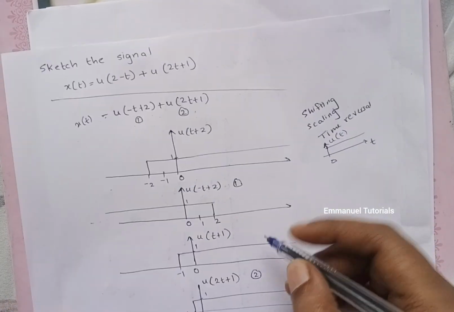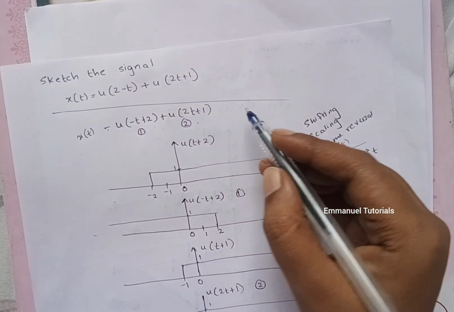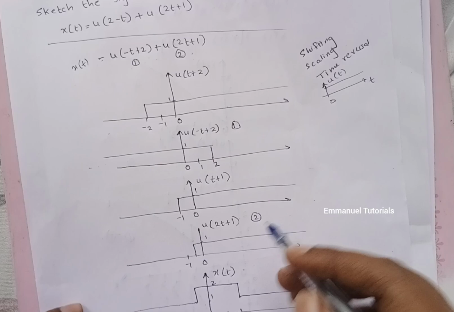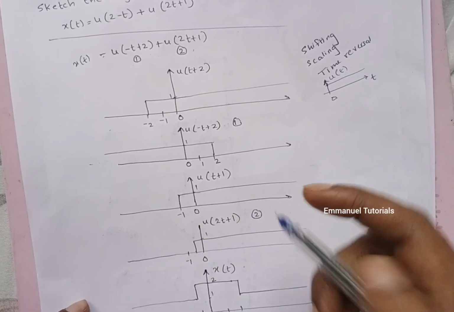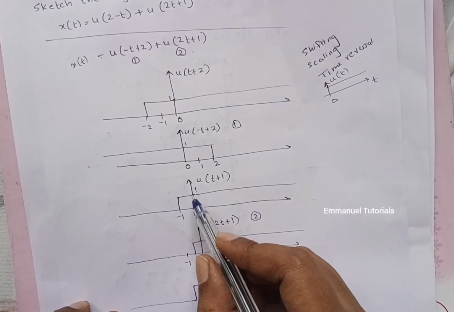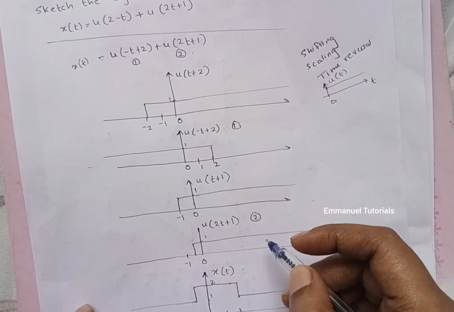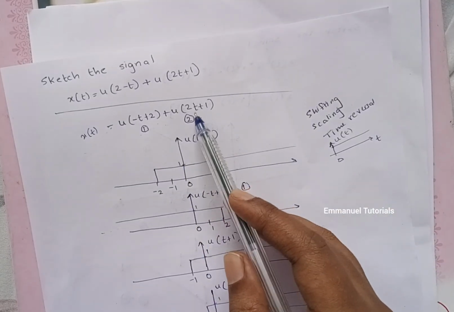For the second part, again shifting first. Shifting is by 1. It's an advance. So again you'll be shifting the signal to the left by 1. So the unit step will start from minus 1 instead of 0 with amplitude 1. Next operation we'll be performing is scaling by plus 2.